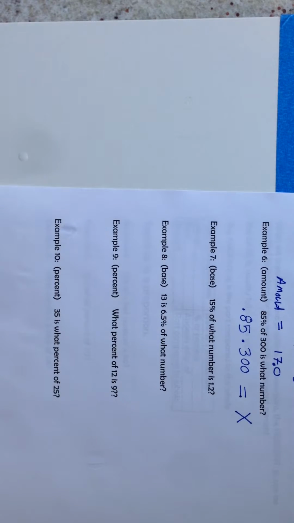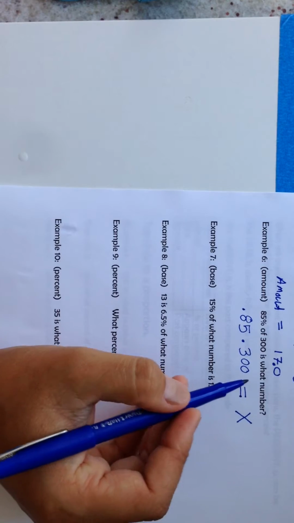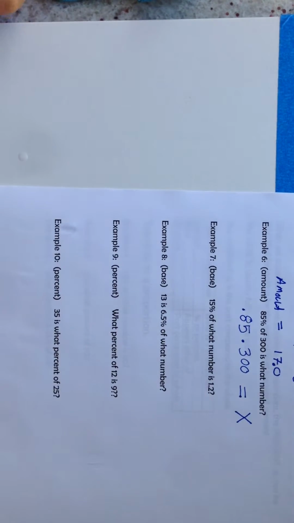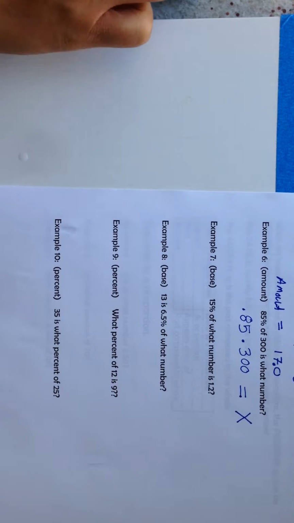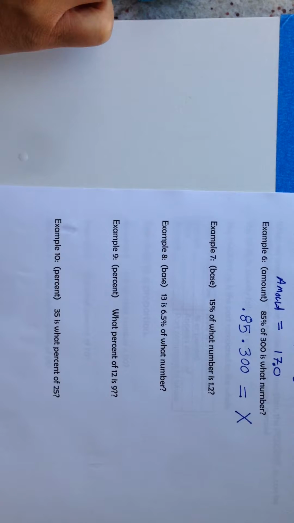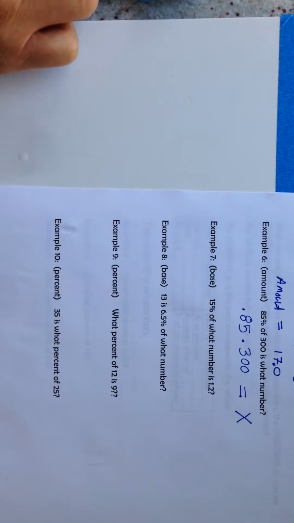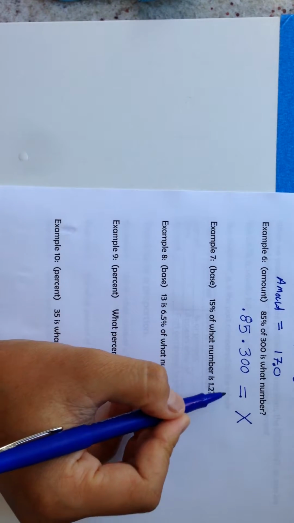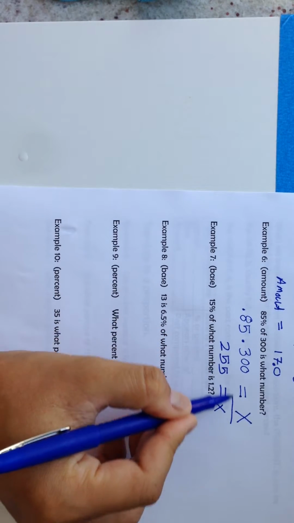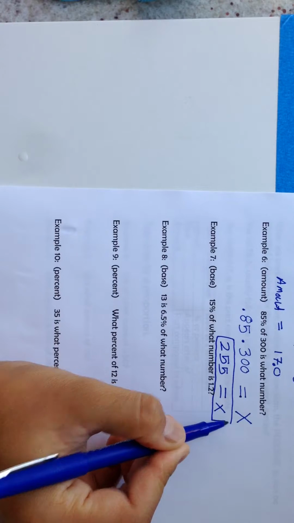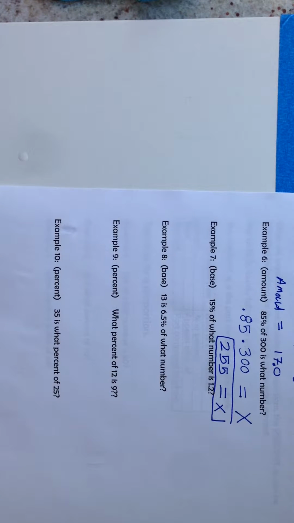To make things easy, I'm going to go ahead and multiply and see what it is. So 0.85 times 300 is going to give us 255. So you save $255 from the original cost, which is $300.